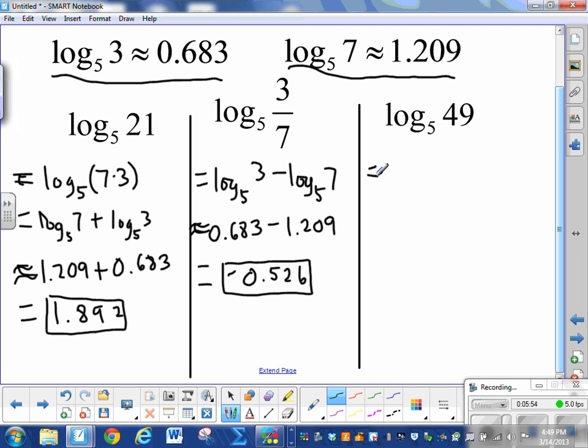This is where I showed you guys two separate ways of doing it in class, but I'm just going to do it one way in here on the video. So log base 5 of 49. The only way you can turn a 49 into a 7 is if 49 is 7 squared. Now using the power property of logarithms, the exponent is allowed to come down front. So that's going to be 2 log base 5 of 7. But we know what log base 5 of 7 is. That's 1.209. So that's approximately 2 times 1.209.